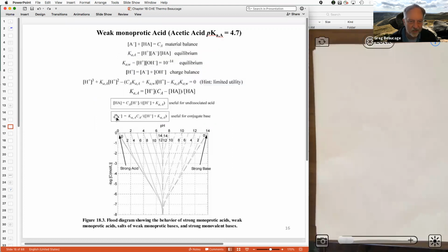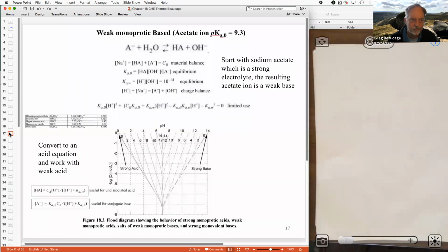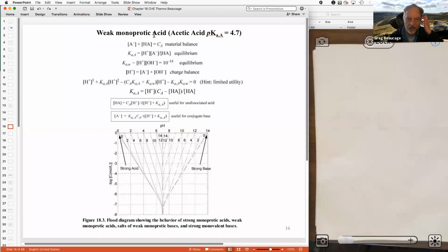So this graphical thing is just used to get a rough idea of what's going on with the dissociation. So if it isn't a strong acid, in other words, if it's in the middle of that table, so you have acetic acid, is this the table? Yes. So you have acetic acid in the middle, 4.756. So a pH of almost 5 is where it's going to happen. So below pH 5, it's going to be dissociated. Above 5, it'll be just the acid, not dissociated. So that's a weak monoprotic acid.